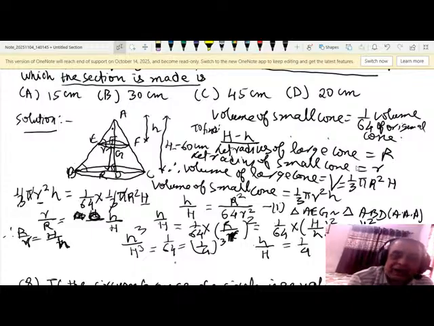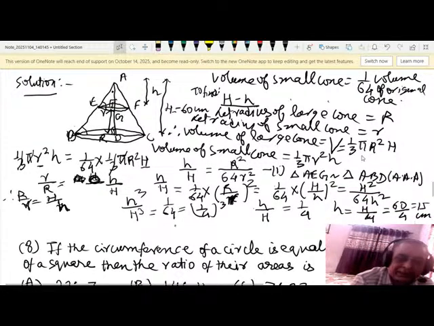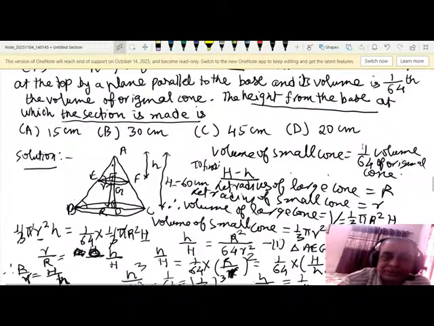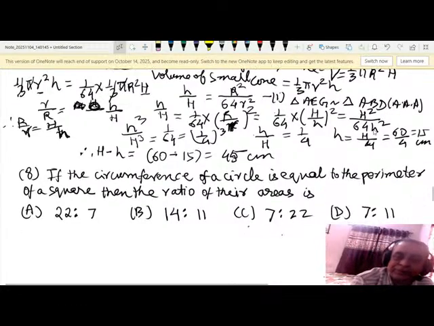We are asked at what height from the base of the original cone the smaller cone is cut. That is capital H minus small h. Capital H is 60, small h is 15, so this gives us 45 centimeter, which is the answer. So which is the correct choice? It is option C. So C is the correct choice.